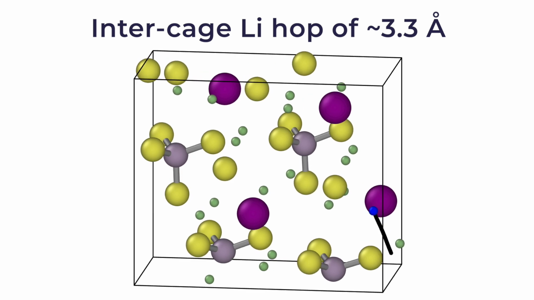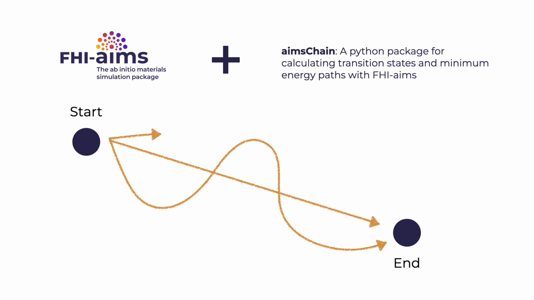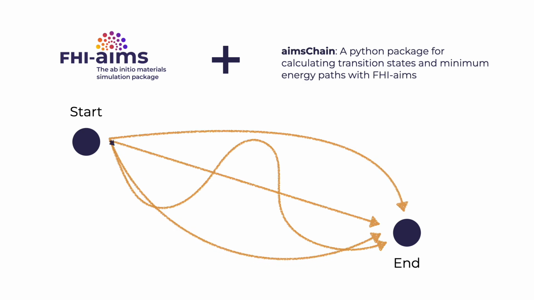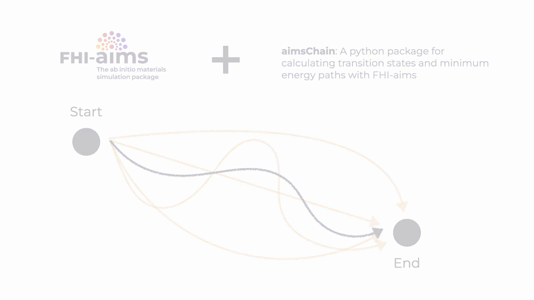Now here's the challenge. We need to find not just the starting and end points of this jump, but also the optimal path between them. And this is where transition state searching comes into play. To find this transition path, we'll use FHI-aims and aims chain, a tool that helps find minimum energy pathways between two given atomic configurations and which is closely integrated with FHI-aims.